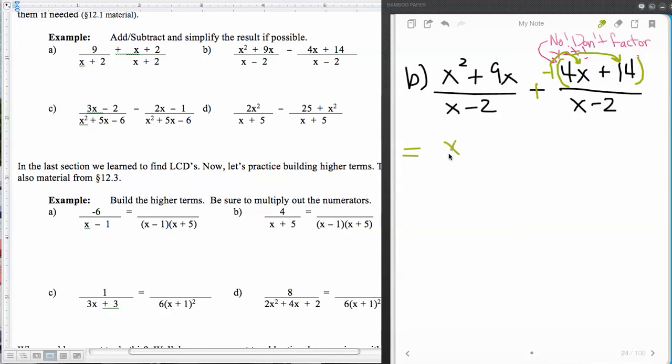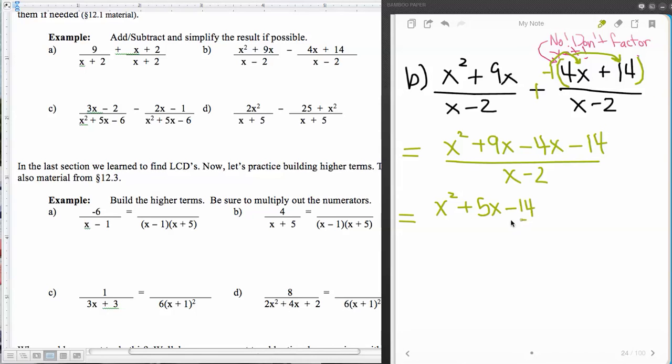So now we're going to have in the numerator x squared plus 9x minus 4x, and then minus 14. And that's all over my common denominator, x minus 2. And then I'm going to combine the like terms, 9x and 4x, which make 5x. So I'm going to make x squared plus 5x, and then minus 14, all over my least common denominator.